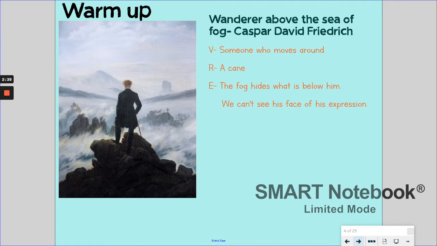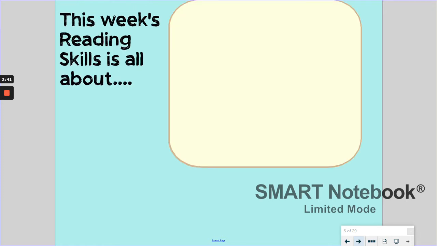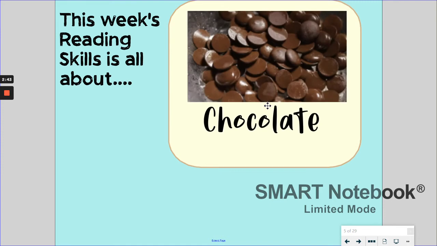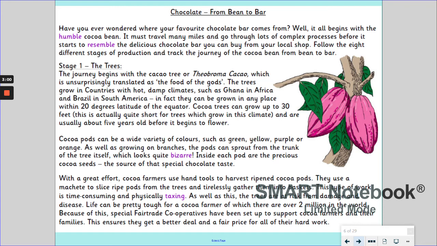So there's our little warm-up, gets us thinking about those Vipers questions. This week's reading skills is going to be all about chocolate. We're going to look at the manufacture of chocolate. Now, this ties in really nicely to our topic at the minute because it's got great links to the Mayans and their love of chocolate. So here we go. Chocolate from bean to bar.